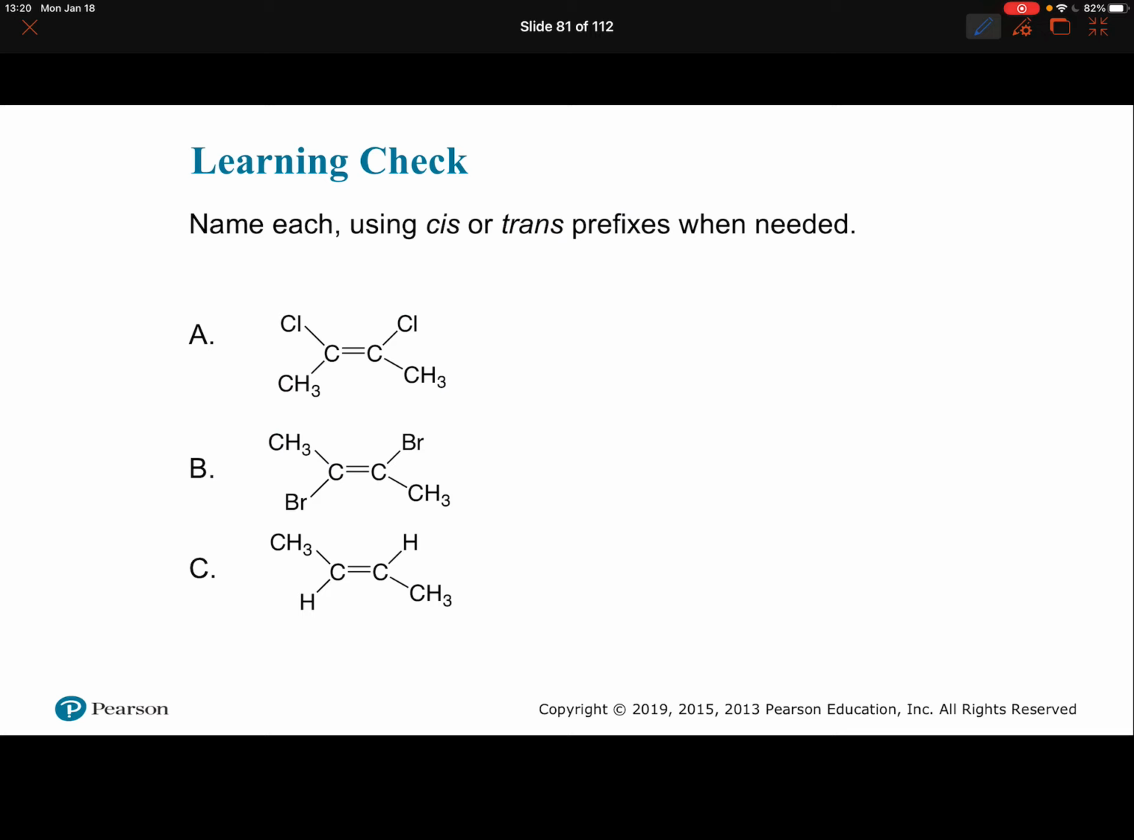All right, learning check. You guys do these. Use the name cis or trans where needed, but also do your best to name these, okay? I'll give you a hint. One of these is a dichloro, one's a dibromo, one's a dimethyl. Actually, that's not true. One is not a dimethyl. I lied about that. All right, go for it.